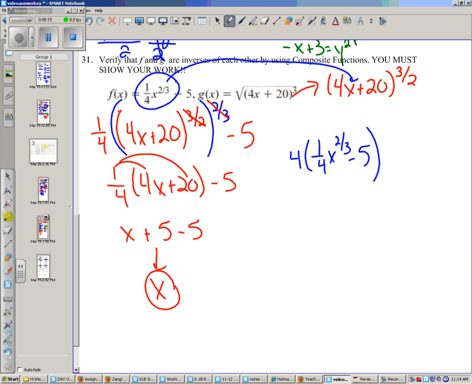And then that's still plus 20. And then all of this is to a 3/2 power. And again, don't just cross everything out but x. You're going to have to show me how you get there. So the first thing that I'm going to do is inside the parentheses clean this up.